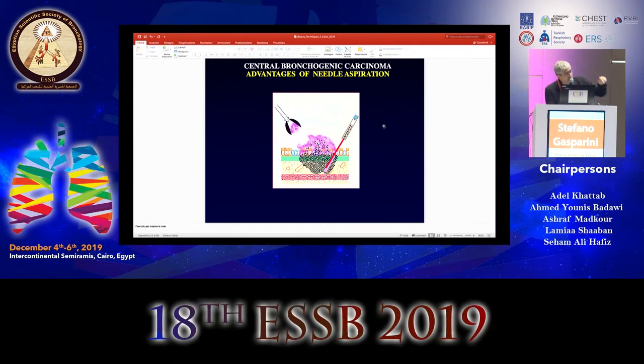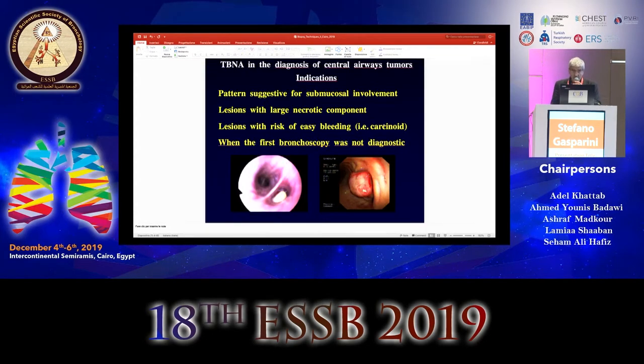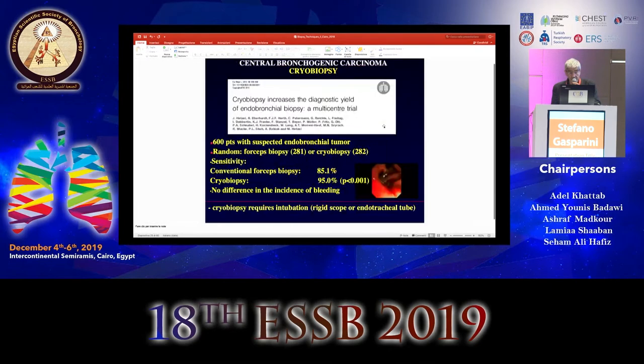But if you go deep with the needle in the bronchial wall, you can get more vital cells that can be evaluated. So I suggest using transbronchial needle aspiration for the diagnosis of central tumors when the pattern is suggestive of submucosal involvement, or where there is a large necrotic component at least.